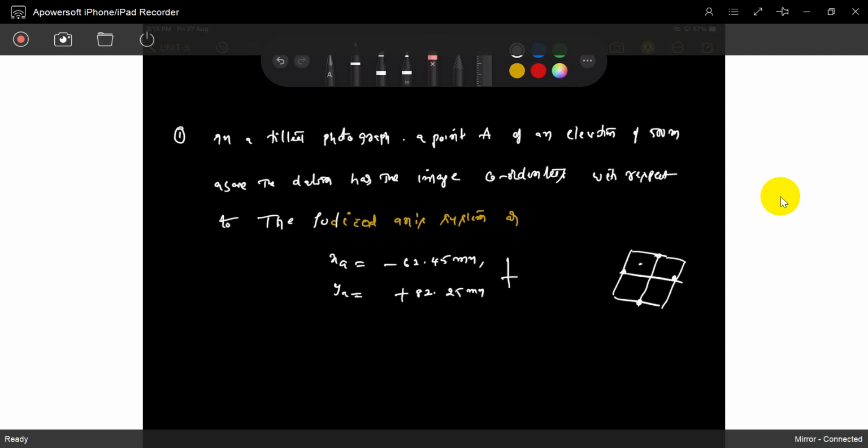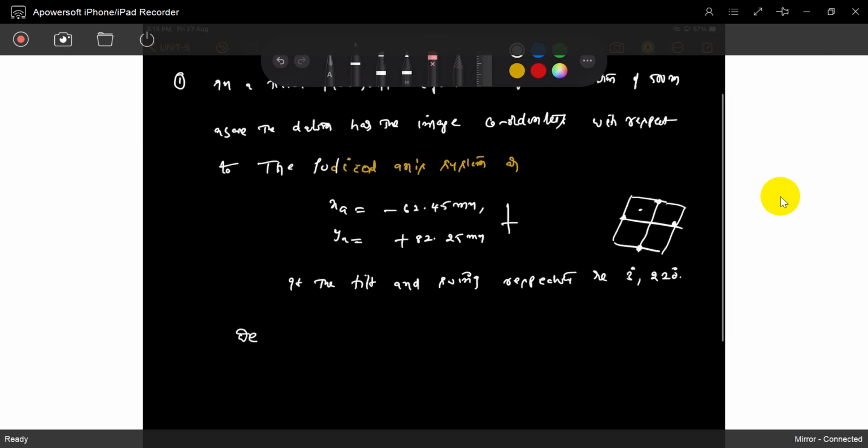Okay, so see, if the tilt and swing respectively are 3 degrees and 220 degrees, determine the scale of photograph. That's it. So tilt is 3 degrees.